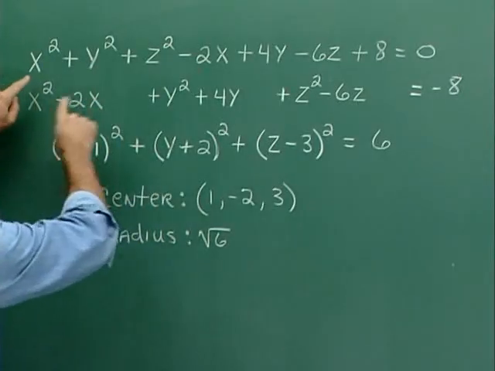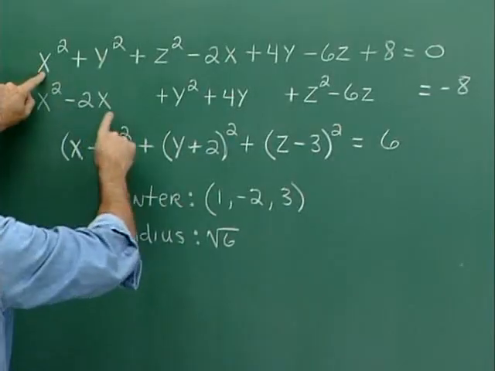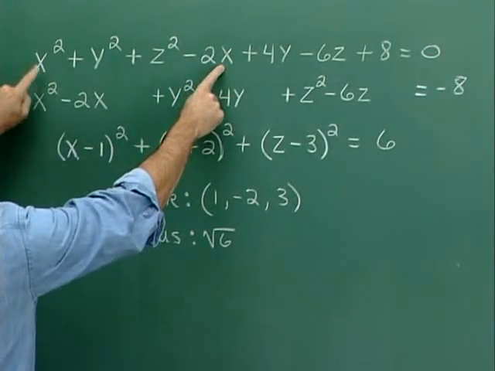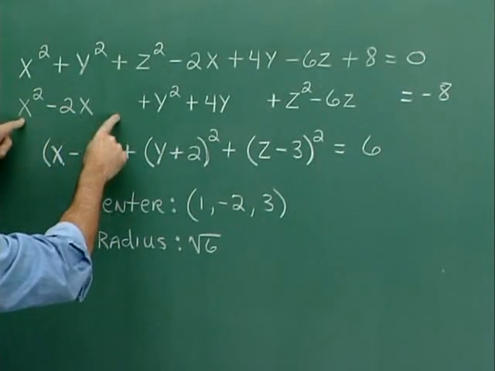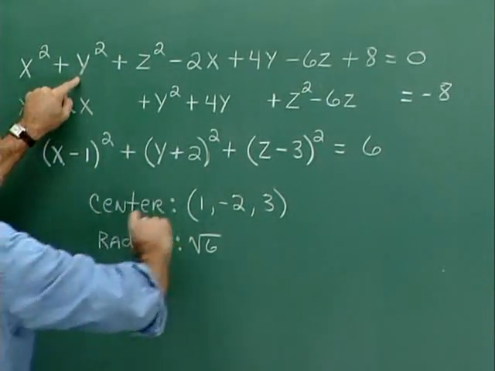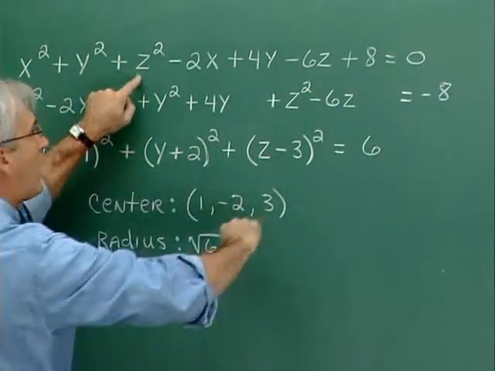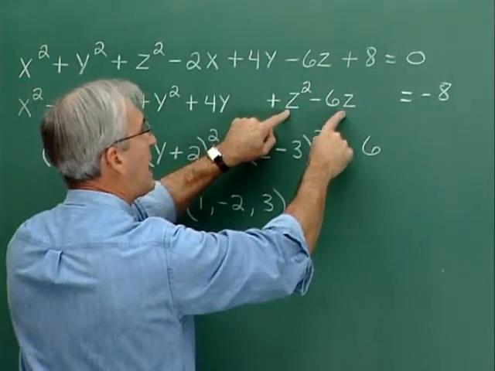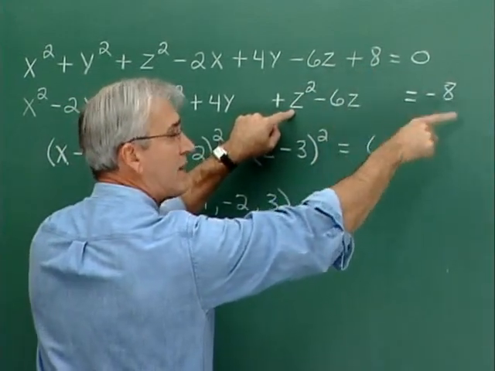To begin, though, we just rewrite the expression in general form and put the terms involving x next to one another. So I'm writing this x squared and this minus 2x next to one another and leaving a space. And then the y squared next to the 4y and leave a space. And then z squared next to minus 6z and leave a space. And I kick the existing constant to the other side.